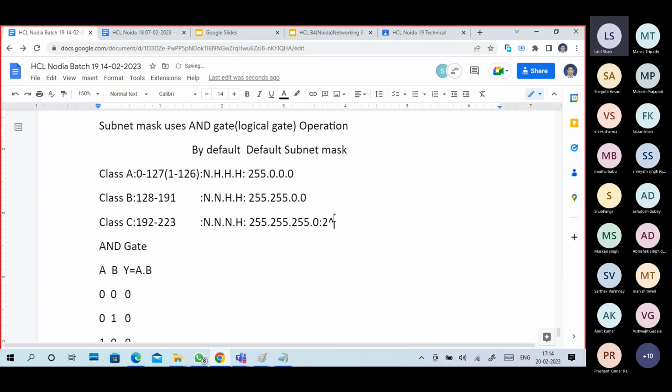But how to calculate that? We cannot write it out every time, right? So how to calculate? See the number of host portions. How many zeros? One octet means 8 bits. So how many host portions? 8.